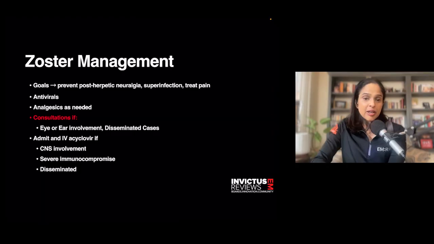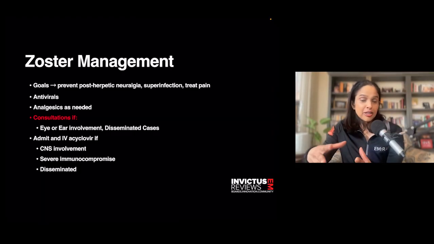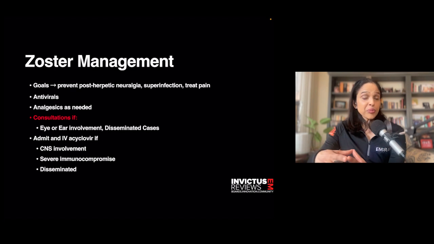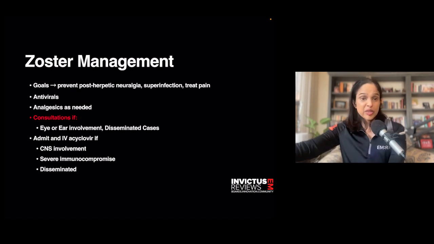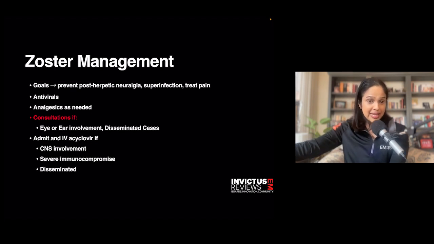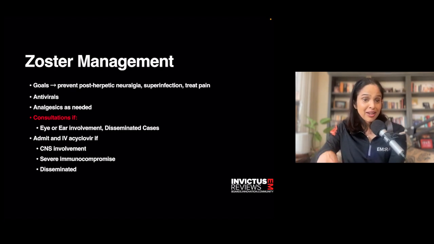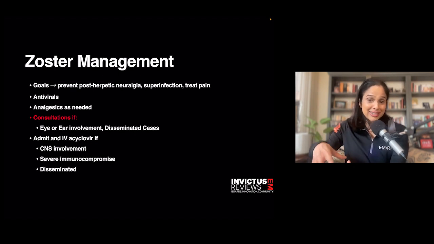All right. So our goals are to treat early to prevent postherpetic neuralgia, which is a big problem. The shingles gets better, but the pain doesn't go away, and the pain is bad. So we'd like to reduce that if we can, and so early treatment might be able to help with that. We want to prevent superinfection if we can, so we're telling people not to muck with it too much, right? And if there's pain, we treat the pain.